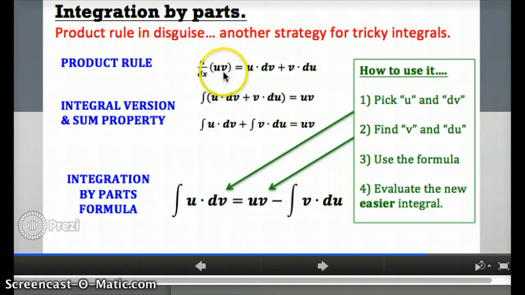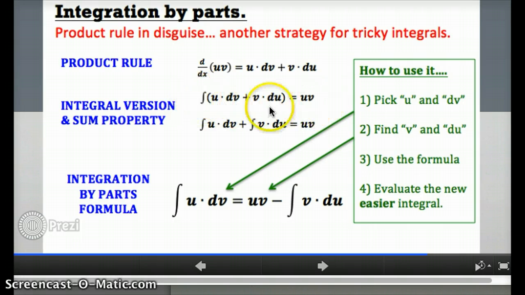If you start with a function u times v and take the derivative of it, we've seen many times that you can't just take the derivative of u and multiply it times the derivative of v. You actually do this other thing that involves adding two terms. So in derivative notation, the derivative of u times v is u dv plus v du. Well, in integral notation, the integral of this side of the product rule equals u times v. The original function is the result of the integral. These are kind of opposite statements.